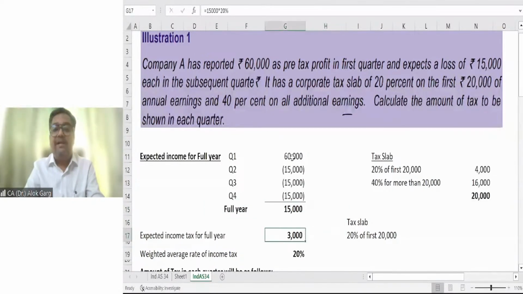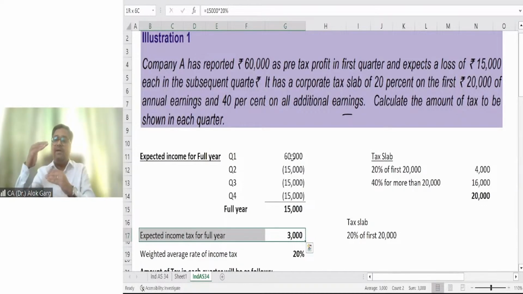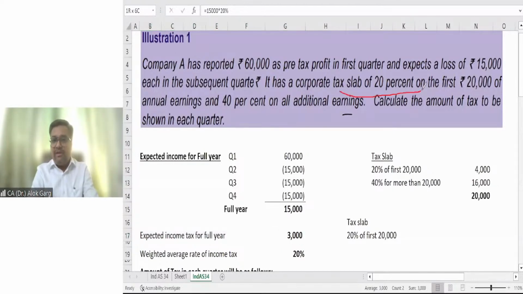What is my expected income tax for the full year? If I have a profit of 15,000 in the whole year, how much tax will I pay for the full year? On the first 20,000 the slab is 20%, right? This is what it will be, right? On the first 20,000 the slab rate is 20%. So what is my tax on the basis of expected full year profit? What is my tax?